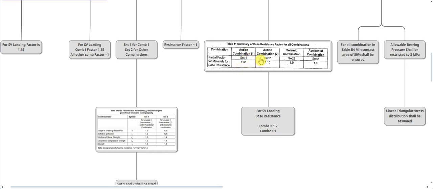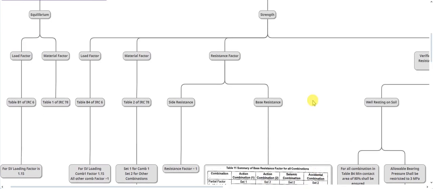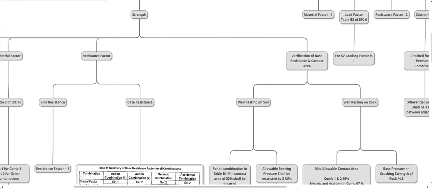Here we can see in case of combination 1, set 1, the factor is 1.35. For combination 2, set 2, we shall use factor 1.1. For seismic and accidental combination, we shall use the resistance factor as 1. So this we have already seen in material factor that for action 1 we need to use set 1. For action 2 or the combination 2, seismic combination and the accidental combination, we shall refer to the set 2.